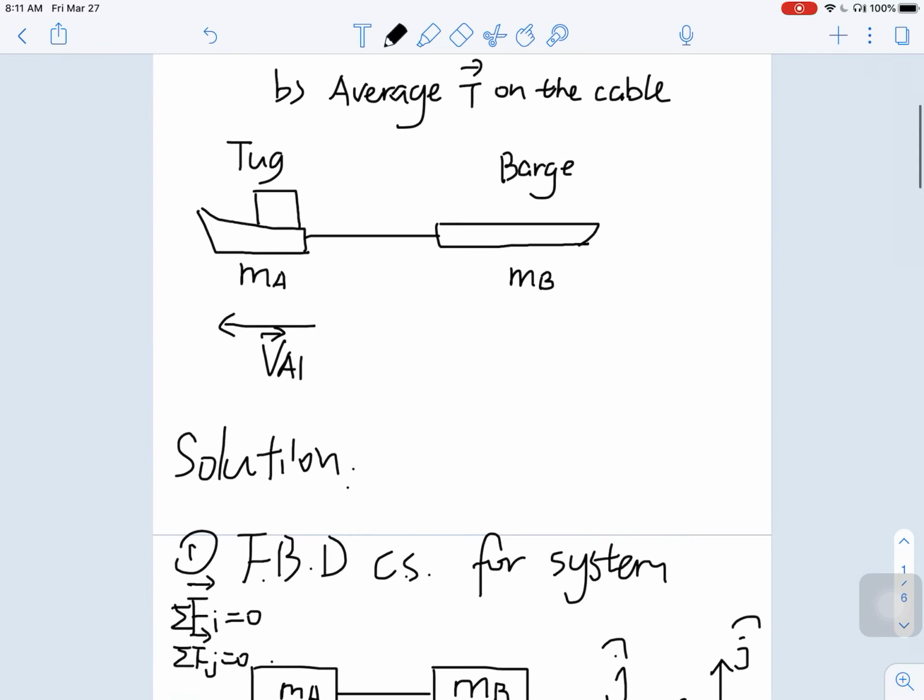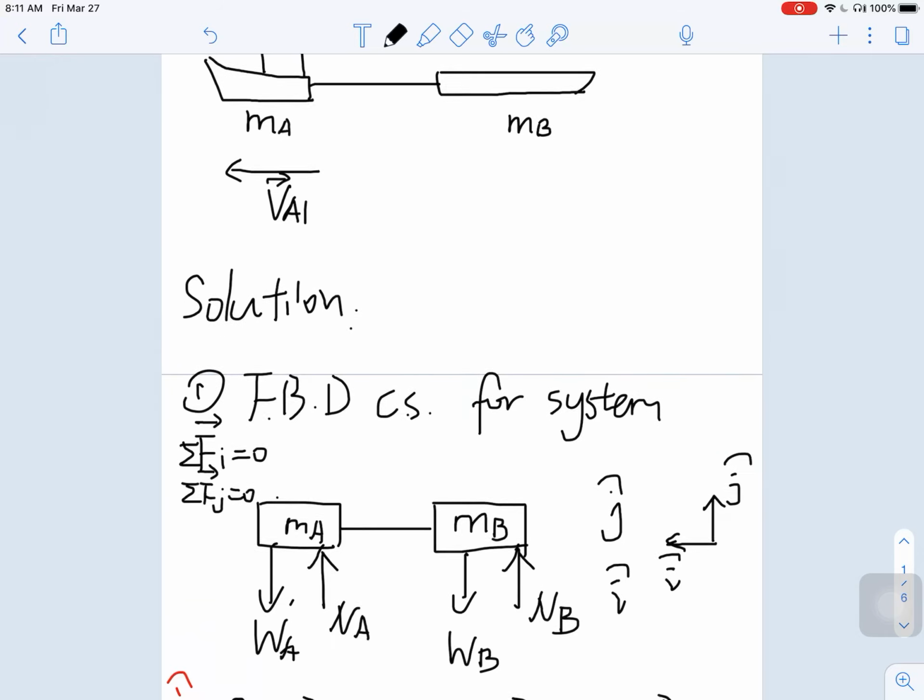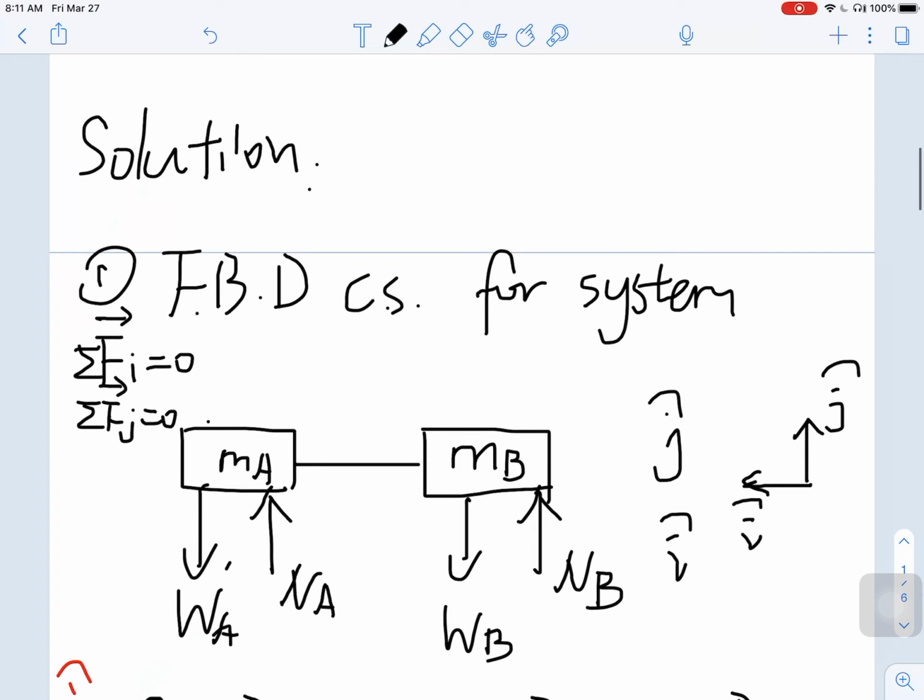In order to do that, we first need to look at both A and B as a system. Then we can draw the free body diagram for the whole system. Treat them as a system. You will have weight force WA and normal force NA, weight force WB, normal force NB, and make sure you label them as vector. And you probably noticed I didn't show the tension force in between A and B. That is because the tension force is an internal force when I take A and B as a system.